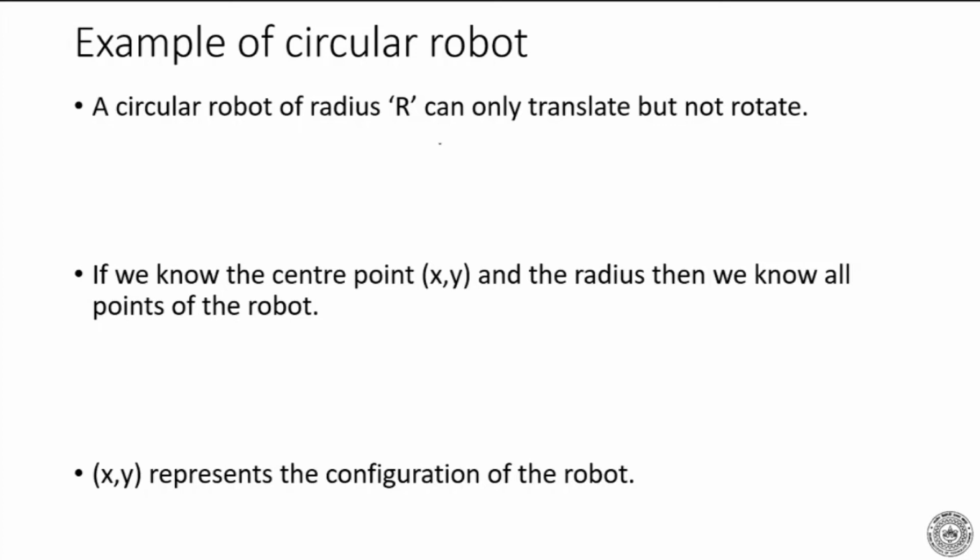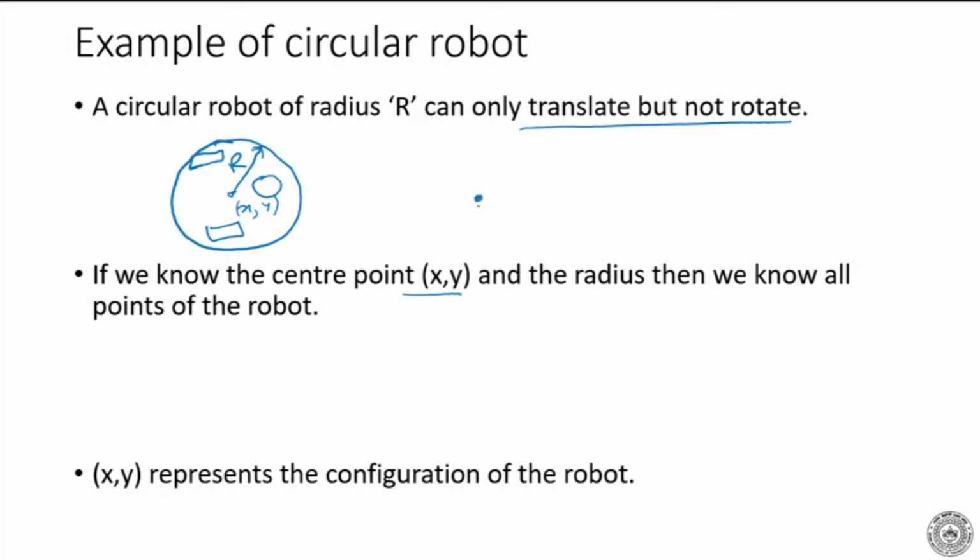Now, a circular robot of radius r can only translate but not rotate. Let's make this assumption here. So we have a circular robot. This is my circular robot. These are two wheels of the robot. There is a caster wheel and it has radius r. Now we are saying that this robot can translate, and it cannot rotate. This is the CG, x y. Now if we know the center point x y and the radius, then we know all points of the robot because we know the radius of the robot. So if I have the center point of the robot here, this is my x y, and I know the radius of the robot, which is r, then if I draw a circle here, then I know all the points inside.